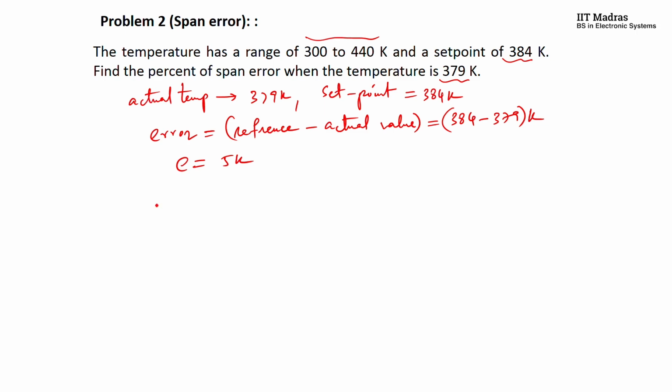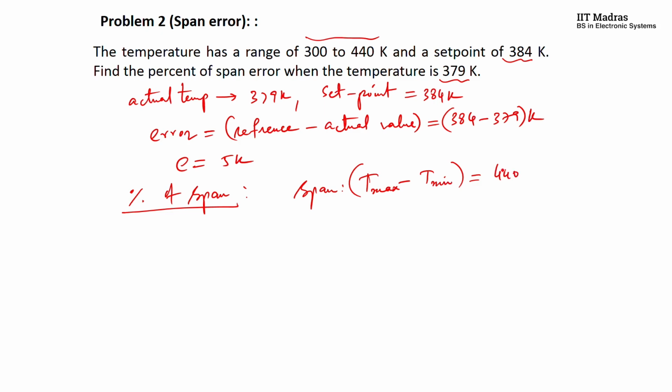What does it mean by percentage of span? First we need to understand what span is. Span is the highest value of the range minus the lowest value of the range. Let me call this Cmax minus Cmin, or I can call it Tmax minus Tmin. So this could be 440 minus 300, in Kelvin. The span is the difference between the highest value and the lowest value in the given range.